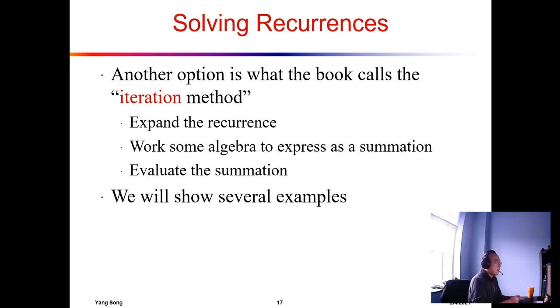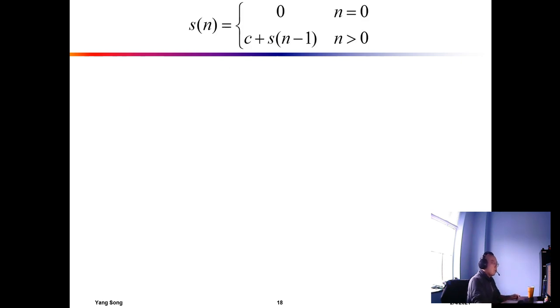recurrence process. The general process is that you expand the recursion, then you work on some algebra to massage the expression, then you evaluate, and then you continue to the next level of expansion. So let's see an example. For this example, we are using Sn instead of Tn, but you don't have to worry about that. It is still a recursive definition of Sn.